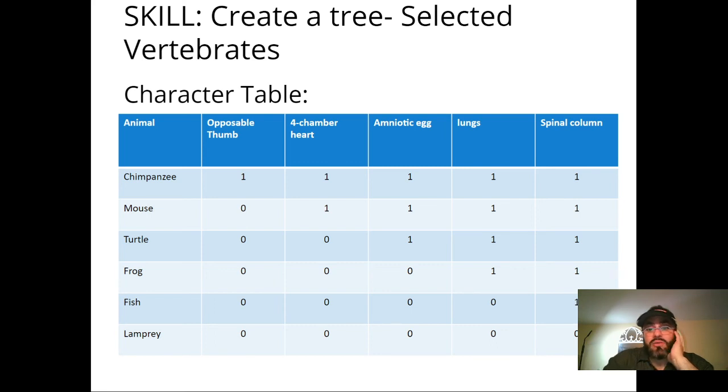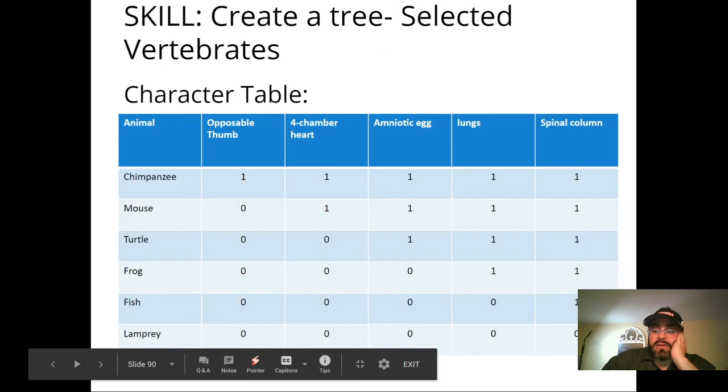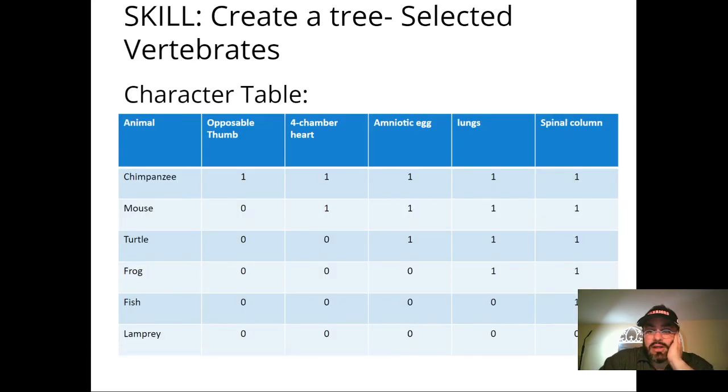Frogs, on the other hand, do not have amniotic eggs. Their eggs are laid in water, and they do have lungs and they do have a spinal cord. Fish have all of this, but they do not have lungs. Sorry, and they do have a spinal cord. And finally, you have a lamprey, which is a jawless fish, and they have none of these things. They don't have a spinal cord.